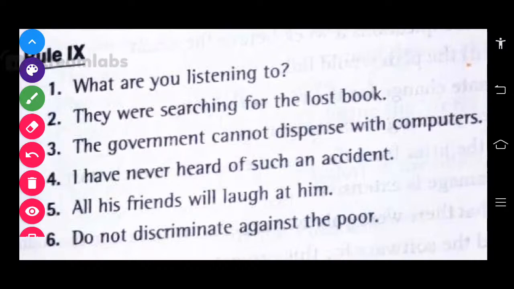They were searching for the last book. The last book was being searched for. So we have to answer this question like this.